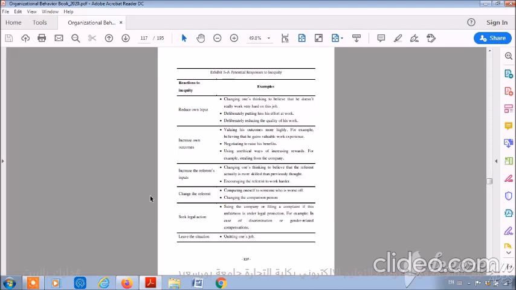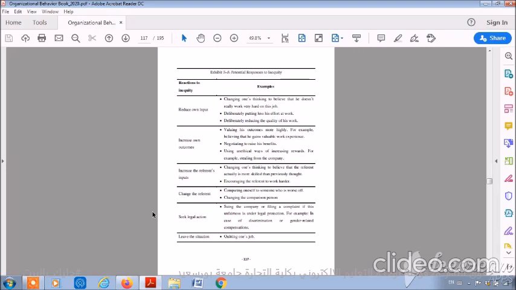Seek legal action. The next reaction is seek legal action. Suing the company or filing a complaint if this unfairness is under legal protection. For example, in case of discrimination in gender-related compensation, he can sue the company or file a complaint if this unfairness is under legal protection.